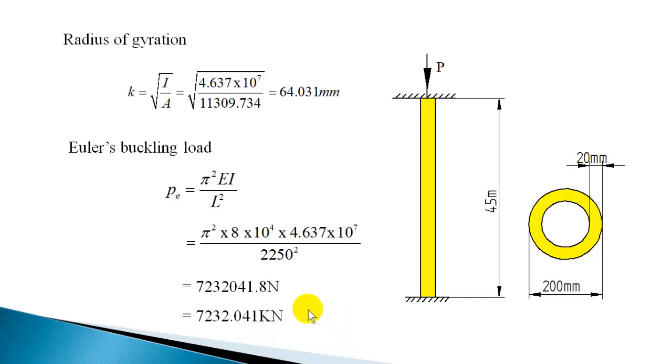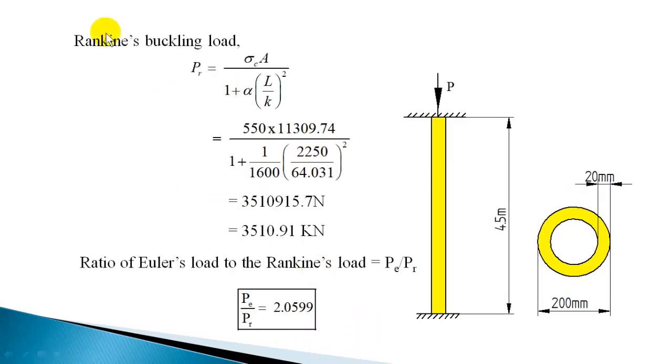But we did not check whether it's a long column or short column. We have used Euler's buckling load without checking whether the column is long or short. In fact, we need not check that because we are directly asked to compare the load given by Euler's and Rankine's. Now let us find the Rankine's load.